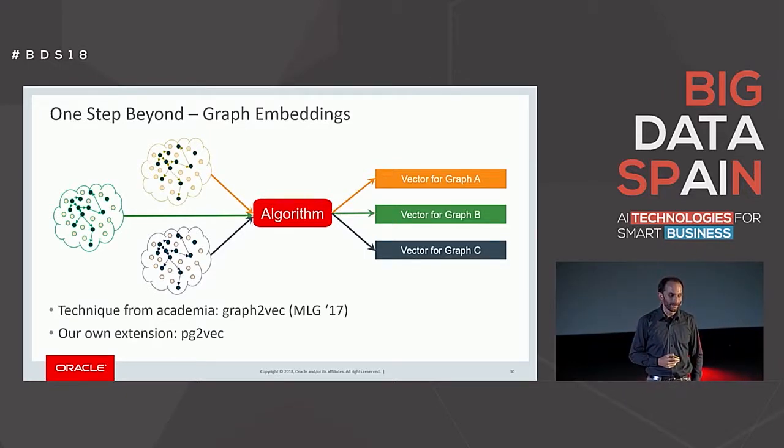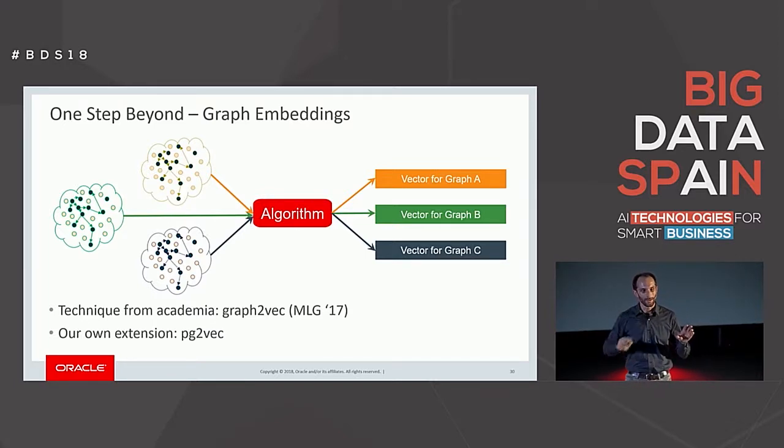Let's go one step beyond. Now, in the students' case, I was trying to predict a property of a certain vertex in the graph. Another problem that people have looked at is trying to classify entire graphs. So let's say I have a large graph made up of smaller graphs, and I want to find some way to compare them and say, for example, I have this graph which is for whatever reason interesting, and I want to look for similar graphs in the space of my graphs. How can I do that? There is again a technique from research.